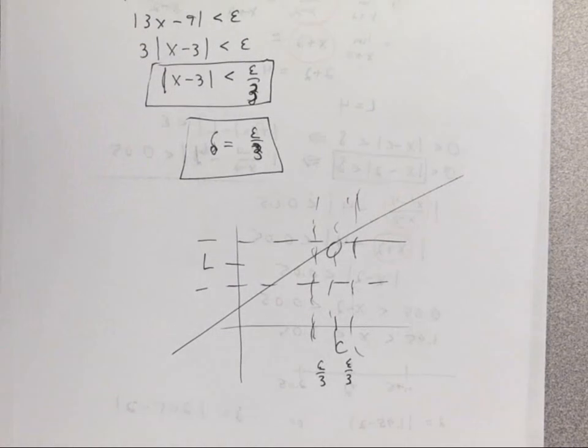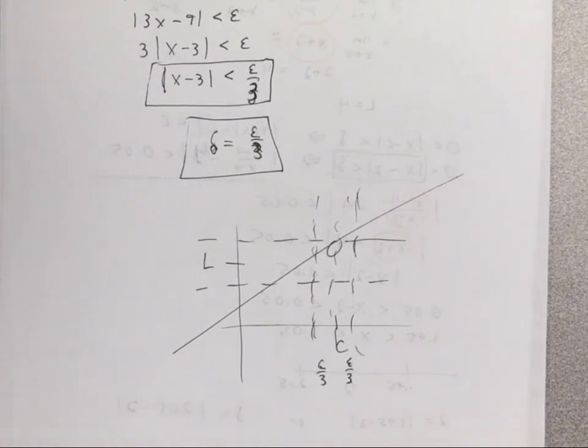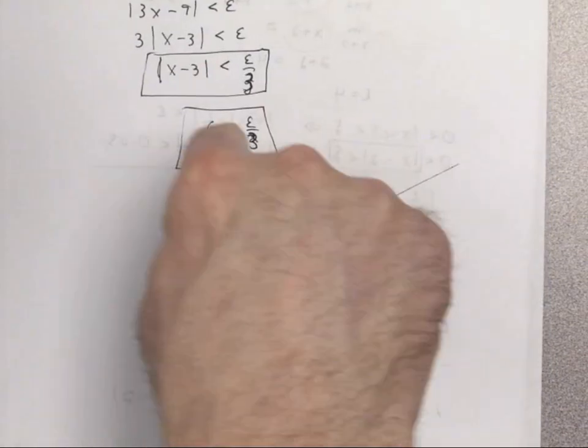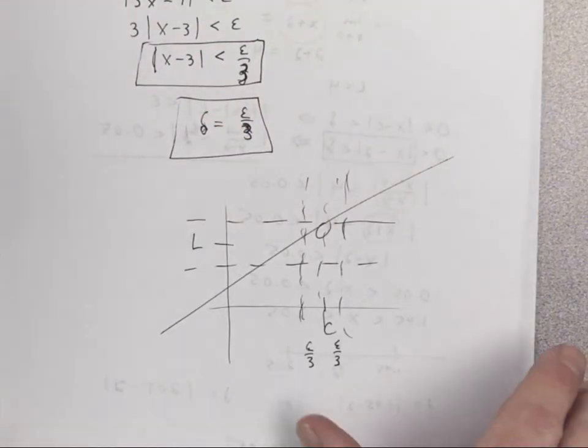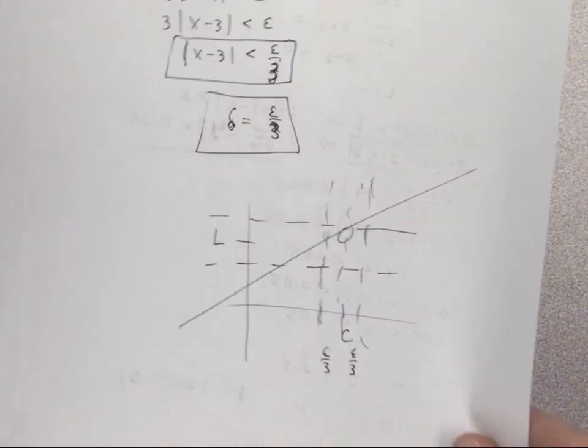If you can have delta as a function of epsilon, then you can prove that as this gets small, then this will get small, so the limit exists. All right.